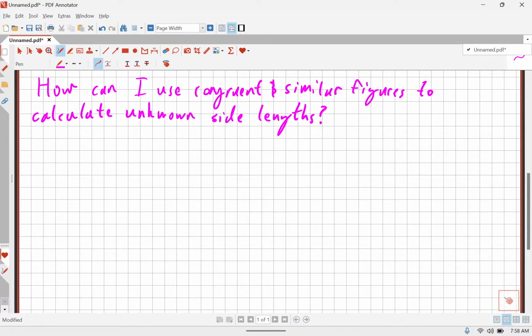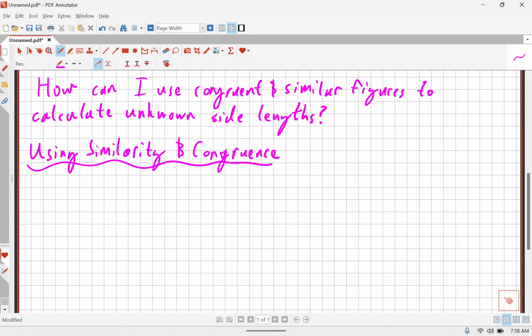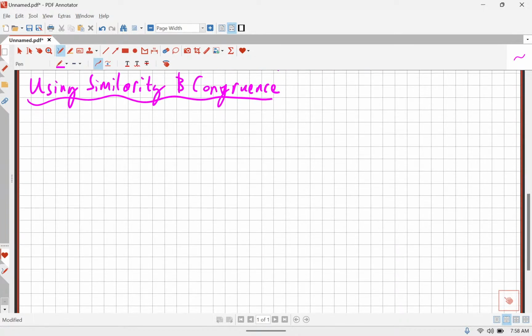All right. Anyway, here we go. Got a pencil? Today we're using similarity and congruence. Okay. Using similarity and congruence.